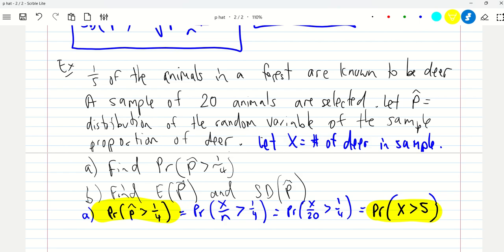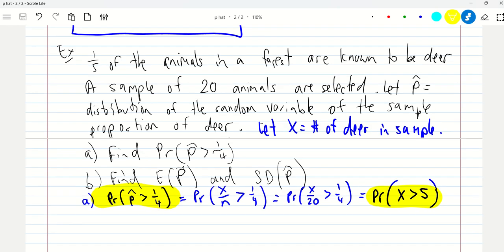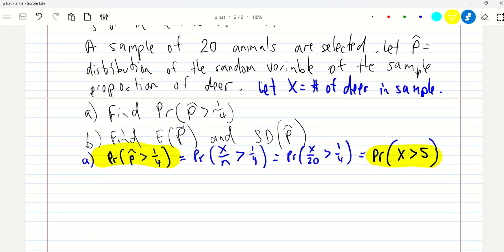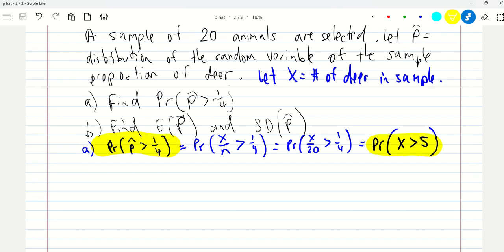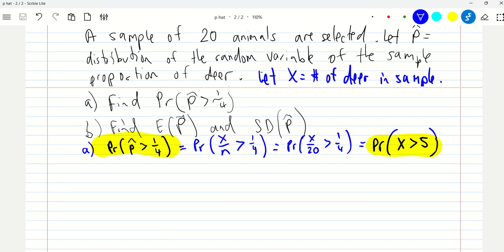Is that all p hat is x divided by n. Okay, in this case, x divided by 20. In this case, 5 divided by 20. So I hope that makes sense. And so once we've got the situation, once we've got this probability that x is greater than 5, then it actually becomes quite a simple problem.